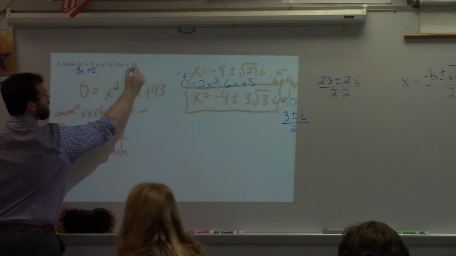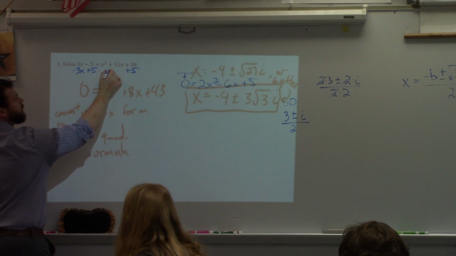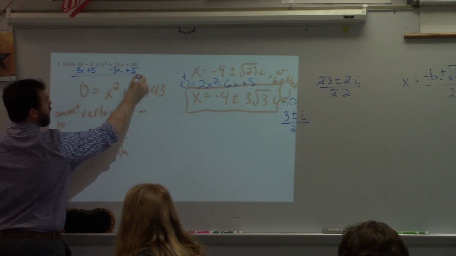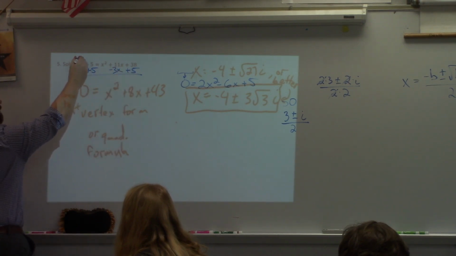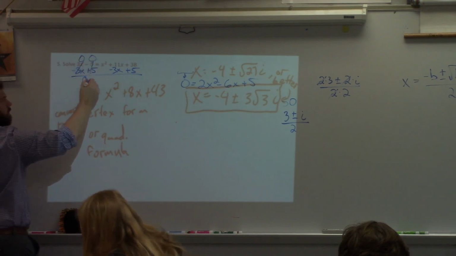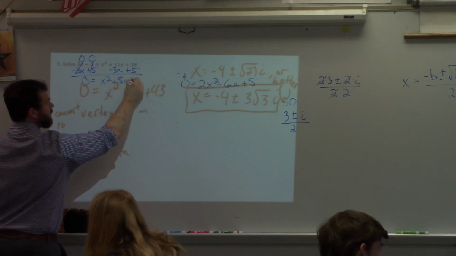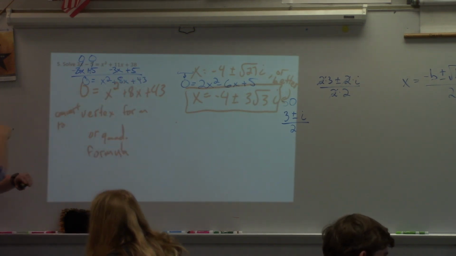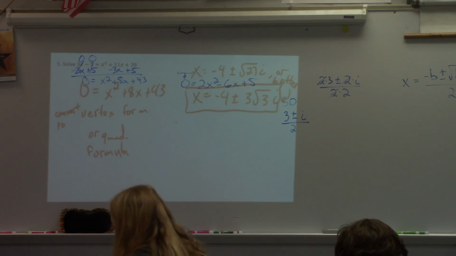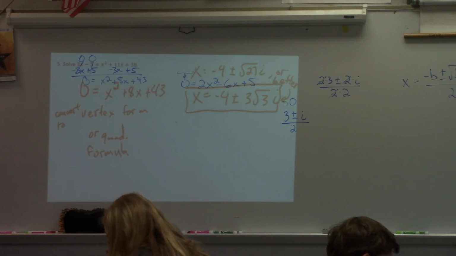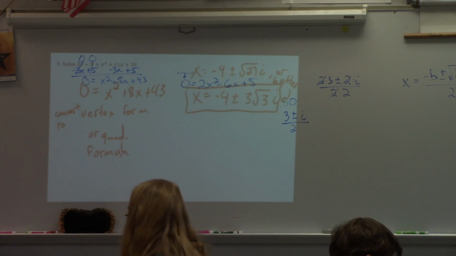And yes, it's a crazy thing where you can actually do both those steps at once. Right? If I do 3x minus 3x, what did I make? Negative 5 plus 5. And I just add my like terms. That's how I got this: 0 equals x squared plus 8x plus 43. Notice I didn't require you to use one method or another. You could have used either one.